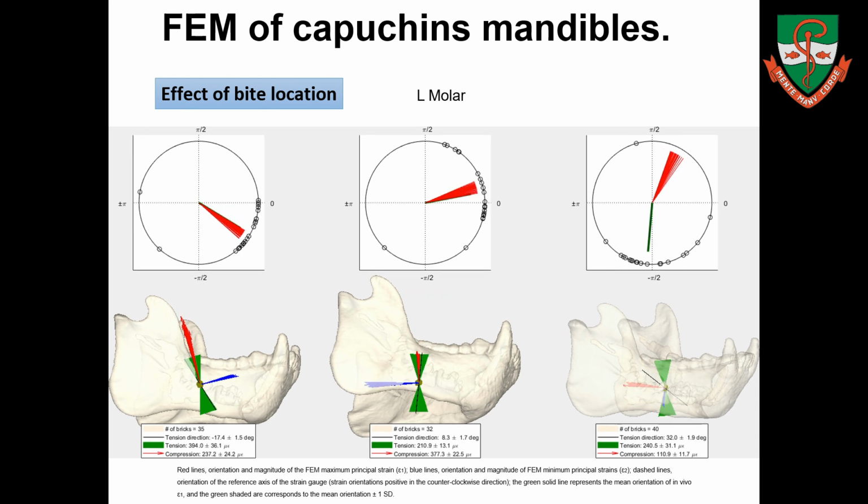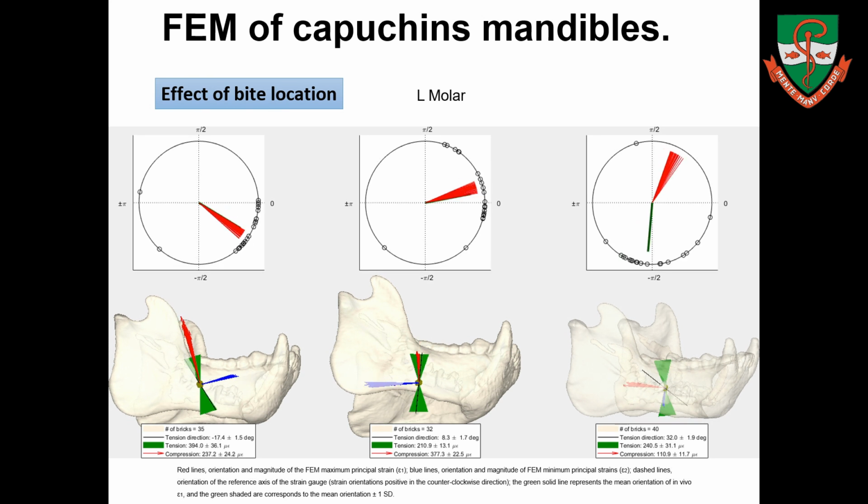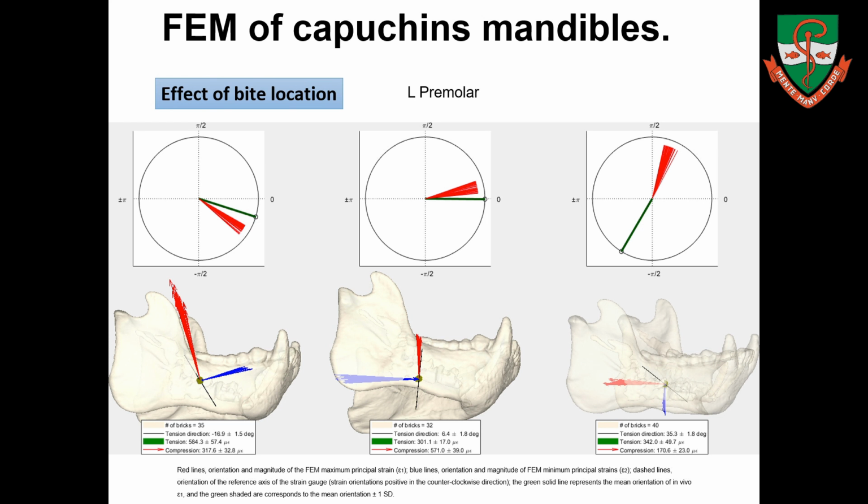And if we look at the left molar, it is very similar. The effects in the mandibles are very similar, but the molar has, I think, a greater intensity of E1 than the molar, right?